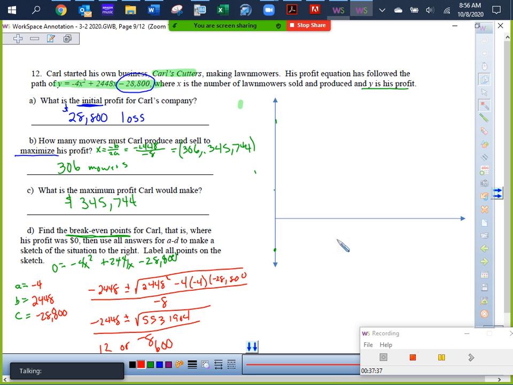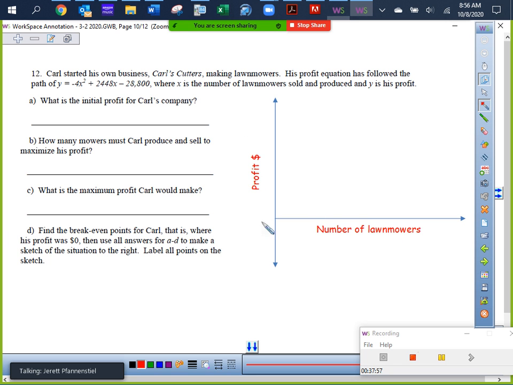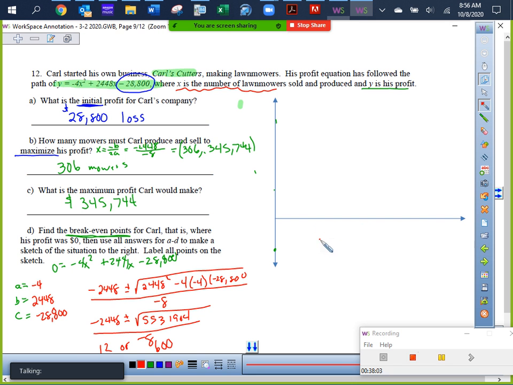Let's label the axes. What's the X stand for? Number of lawnmowers. And doesn't Y stand for profit? So make it real nice in this situation. I'm going to just do it all over again. Number of lawnmowers, and this is profit over here, in dollar bills, y'all. And we're just going to take these answers that we have up here and make a sketch of it.